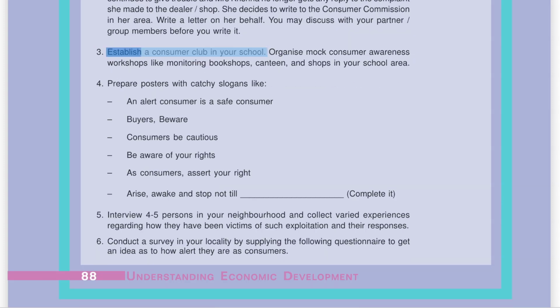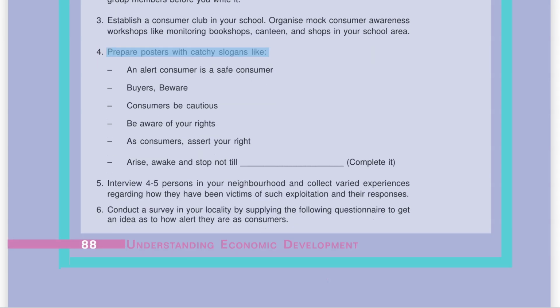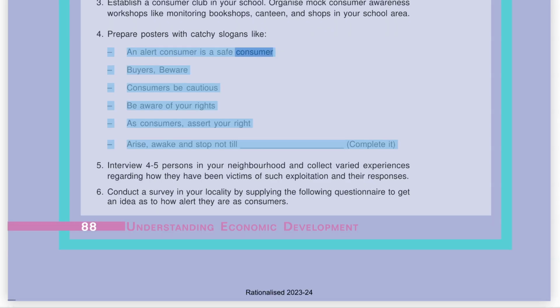3. Establish a consumer club in your school. Organize mock consumer awareness workshops like monitoring bookshops, canteen, and shops in your school area. 4. Prepare posters with catchy slogans like, "An alert consumer is a safe consumer, buyers beware, consumers be cautious, be aware of your rights, as consumers assert your right, arise, awake and stop not till complete it."